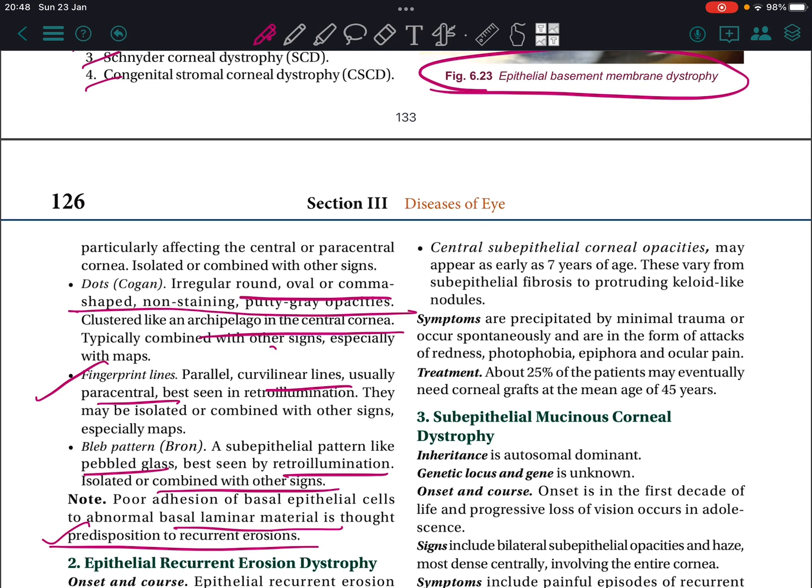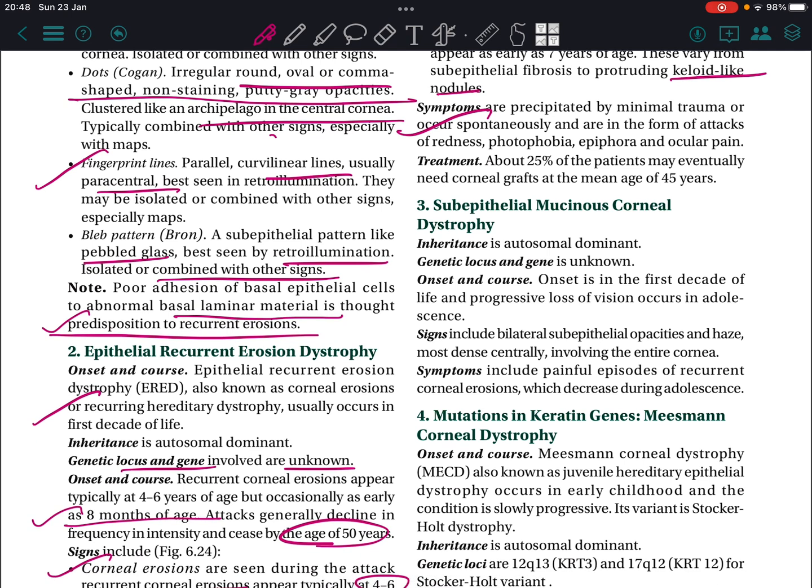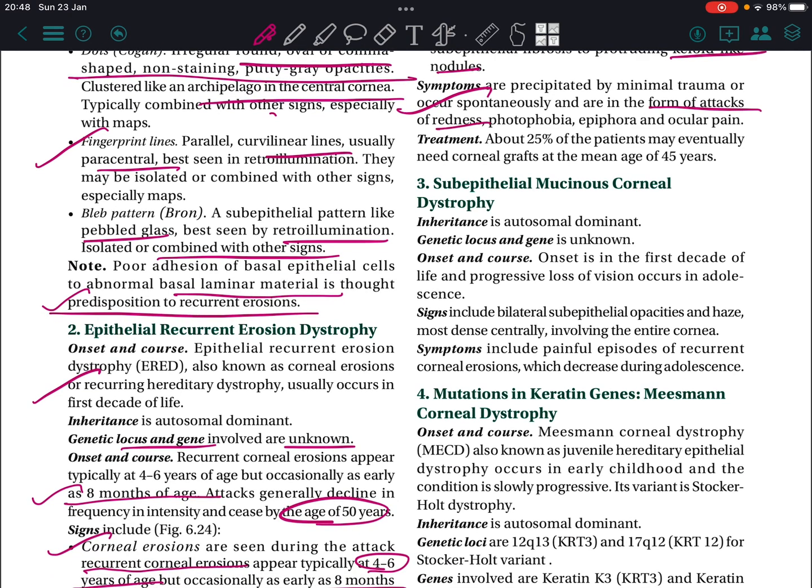These vary from subepithelial fibrosis to protruding keloid-like nodules. Symptoms are precipitated by minimal trauma or occur spontaneously in the form of attacks of redness, photophobia, or ocular pain. Treatment: 25% of patients may eventually need corneal grafts.